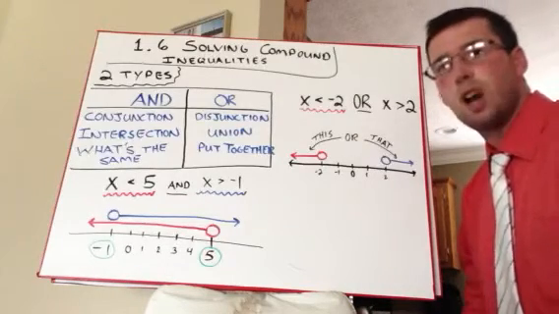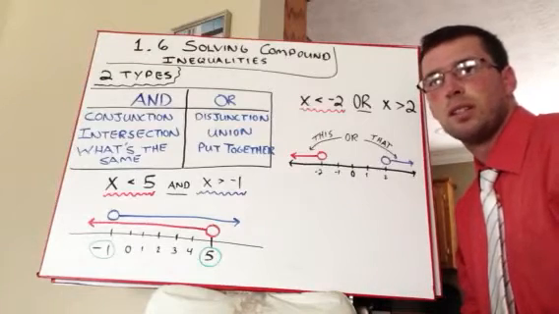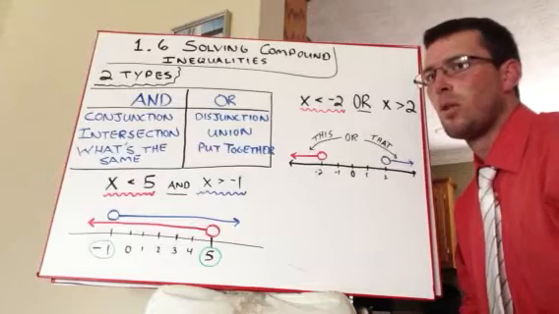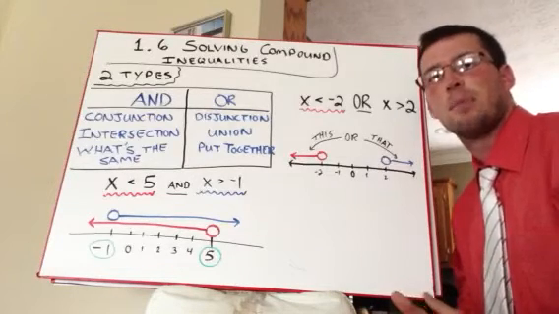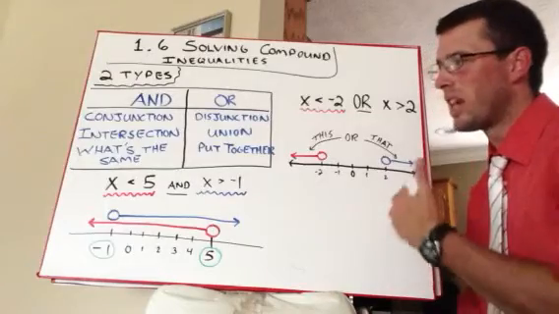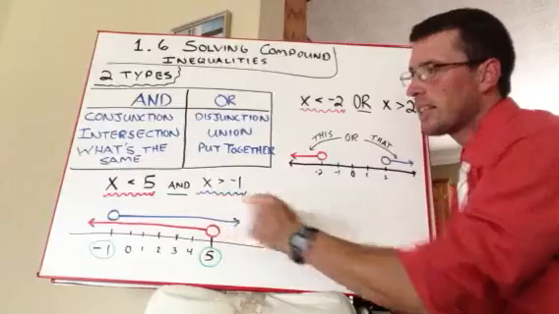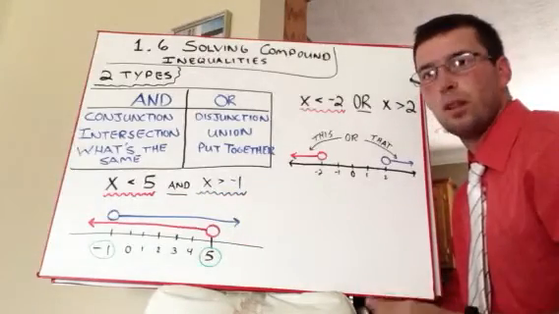When we solve compound inequalities, we're talking about two different inequalities happening in the same math sentence. So there's two types. We have the type that says and, and the type that says or. I've got two examples up here. One says x is less than 5 and x is greater than -1.